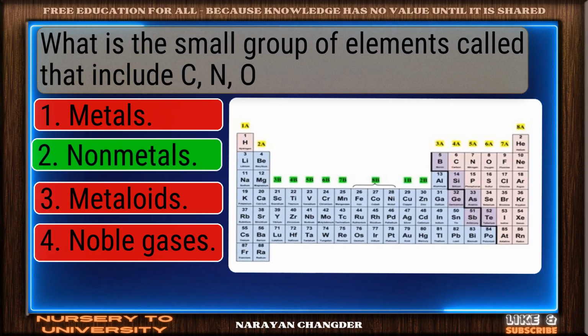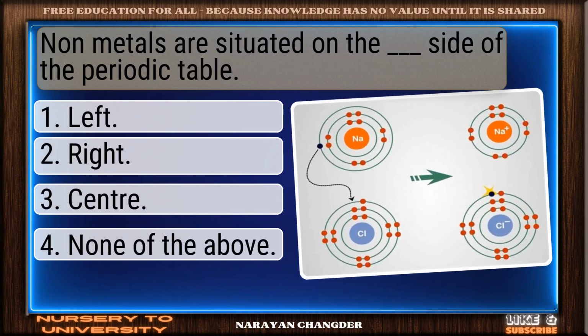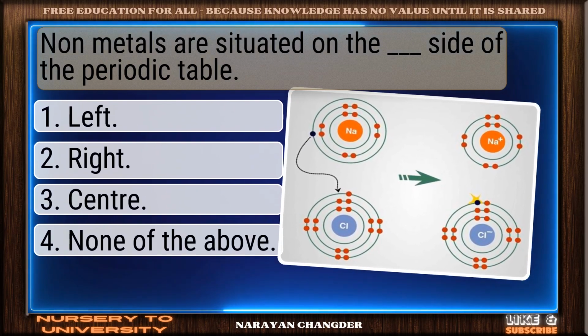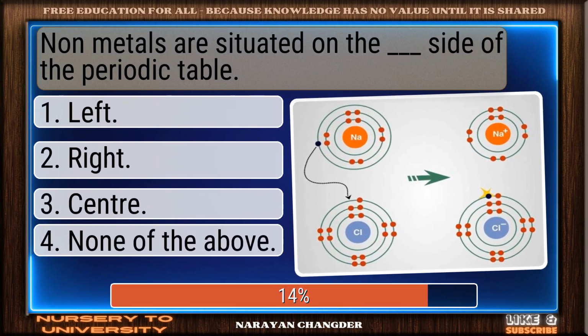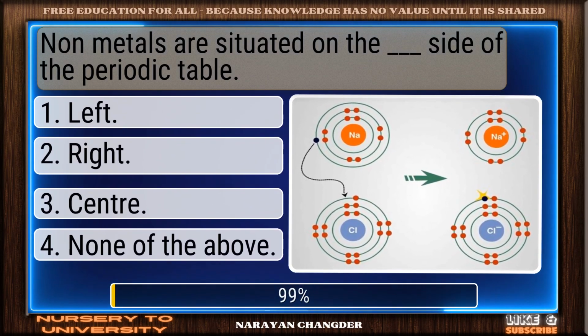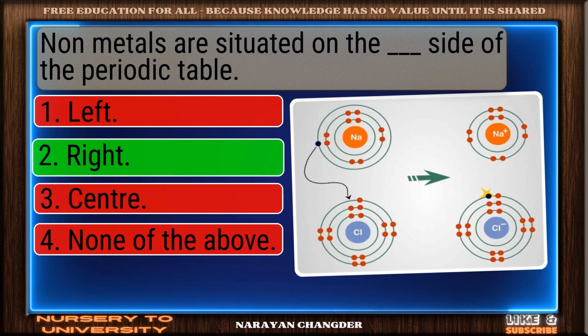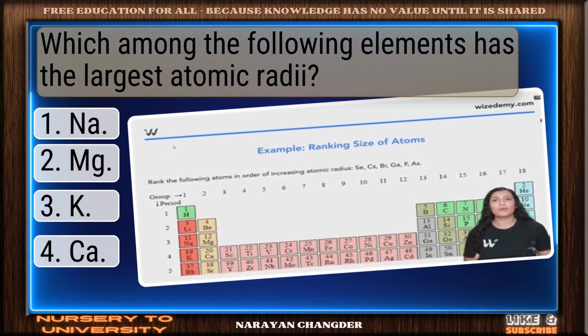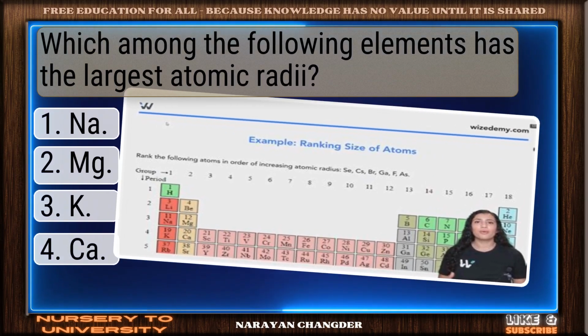Non-metals is the answer. Non-metals are situated on the right side of the periodic table. Clear logic. Right is sound. Which among the following elements has the largest atomic radius?